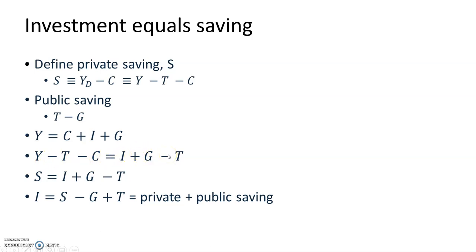The left side of the equation is simply private saving, so S is equal to I plus G minus T, or equivalently, I is equal to S minus G plus T. So on the left is investment, and on the right is saving, the sum of private saving and public saving.